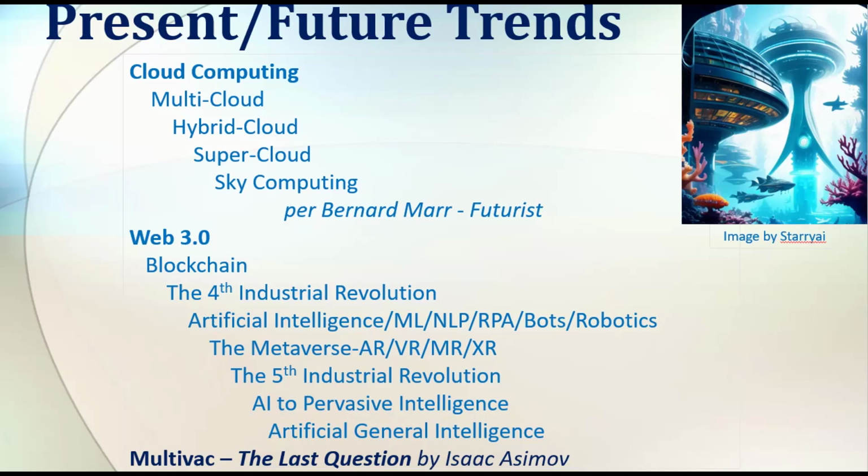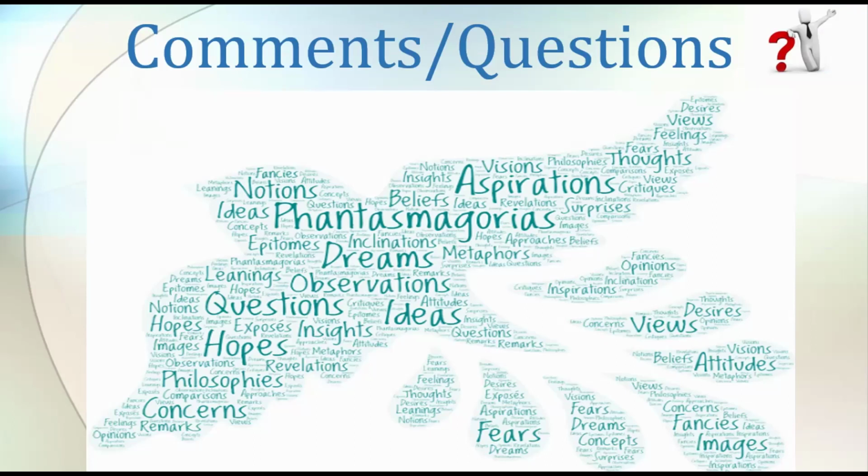AI intelligence to pervasive intelligence, and AGI, artificial general intelligence. Before I get to questions, Q&A, I've got about seven more slides. I just want to do a show and tell of what's here.